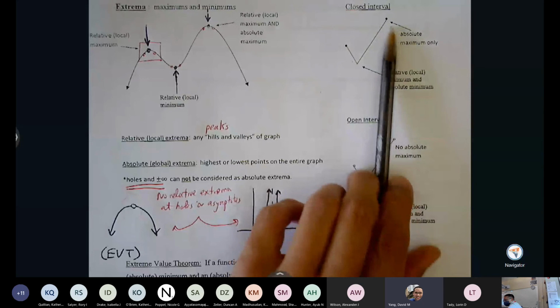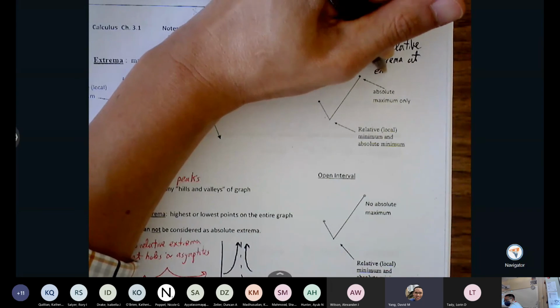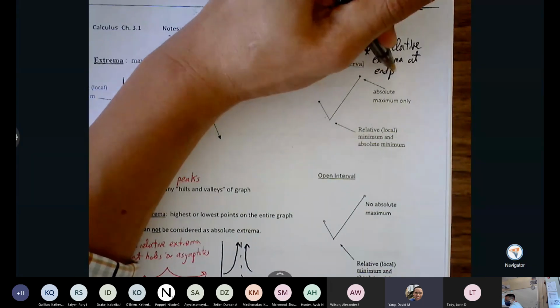So keep that in mind. There's no relative extrema at endpoints. The only thing that it can be is an absolute max, but it has to be the highest point overall.